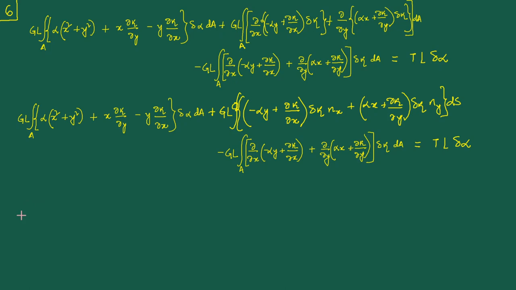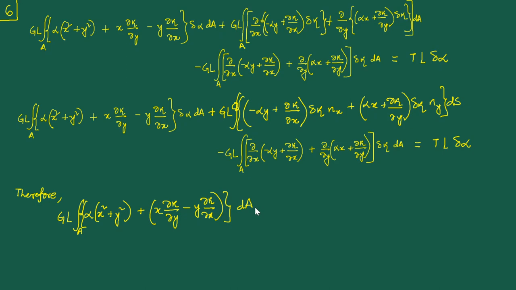Okay, so now we are ready to extract the different parts out of it. So the first thing is, let me write a therefore here. Okay, so GL, integration over the entire domain, this thing alpha times x square plus y square, sorry about that, alpha times x square plus y square plus x del kappa del y minus y del kappa del x, dA, that is going to be equal to TL. So you see what I have done here is to basically first take this delta alpha outside and then equate that term with the term on the right hand side, which also has this coefficient of this delta alpha.